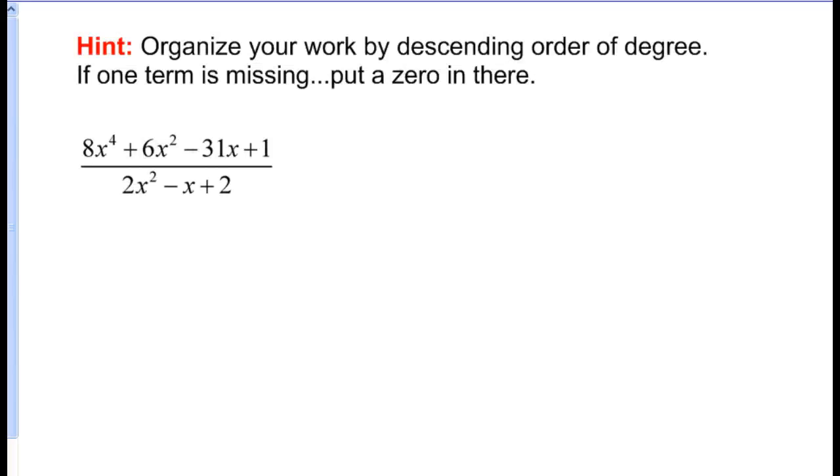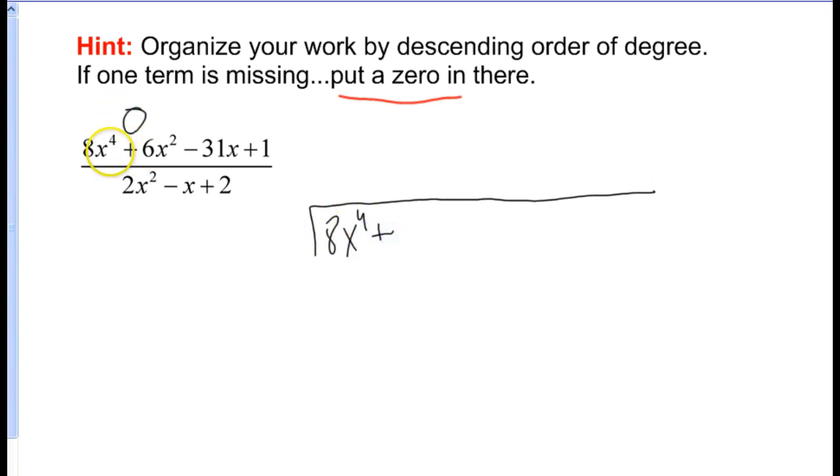And another hint here is you are supposed to organize by descending order of degree. If you're missing a term, please put in a 0. So when you try this one, we're divided by a polynomial. It looks really tough to start with. We say 8x to the 4th plus, you see we're missing something right here? There's x to the 4th, x squared, x, and a constant. So you really need to put plus 0x cubed here. You want to kind of keep your things very organized. Plus 6x squared minus 31x plus 1. And we're divided by 2x squared minus x plus 2.